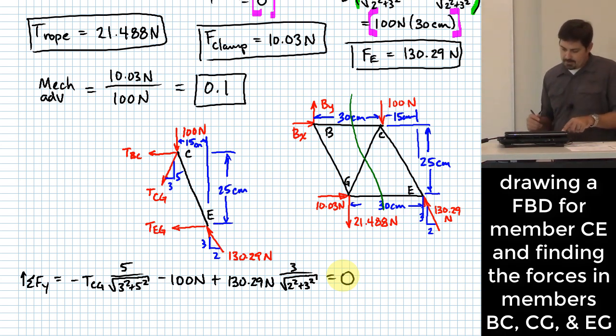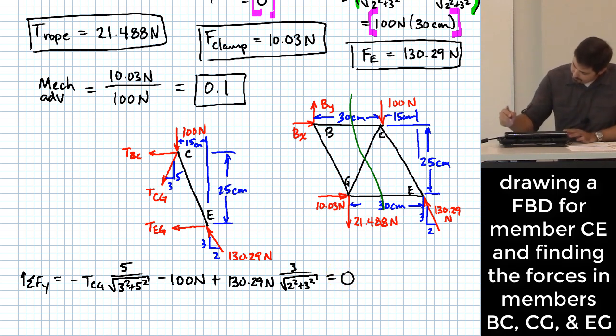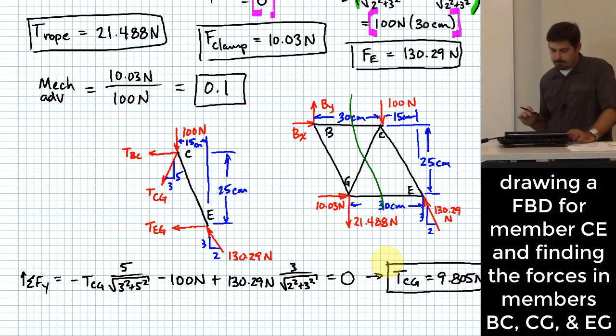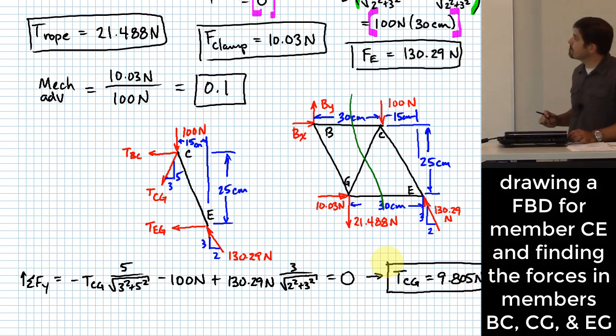Let's solve for it. Do you want me to do that out longhand or do you want to trust me? You want to trust me? Okay. So this is CG, right? Where did I have CG? Here it is. 9.805 newtons. All right. Then what?